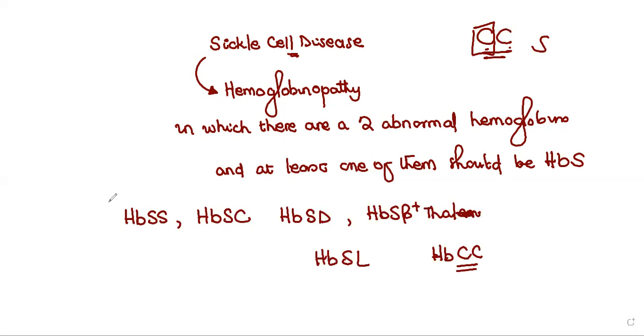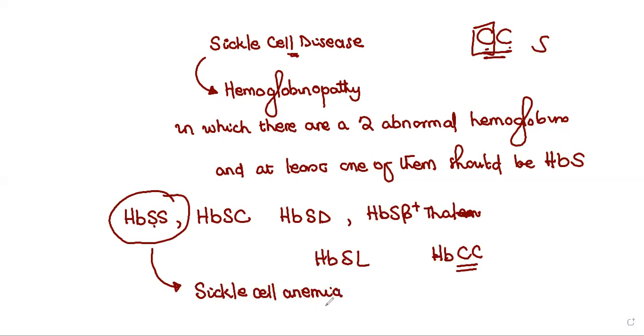Now, among the sickle cell diseases, HbSS is the sickle cell anemia. So if you have a sickle cell disease in which both the abnormal genes are S and S, then you are said to have sickle cell anemia. Have I communicated? Yes. So now we've discussed sickle cell disease and sickle cell anemia.